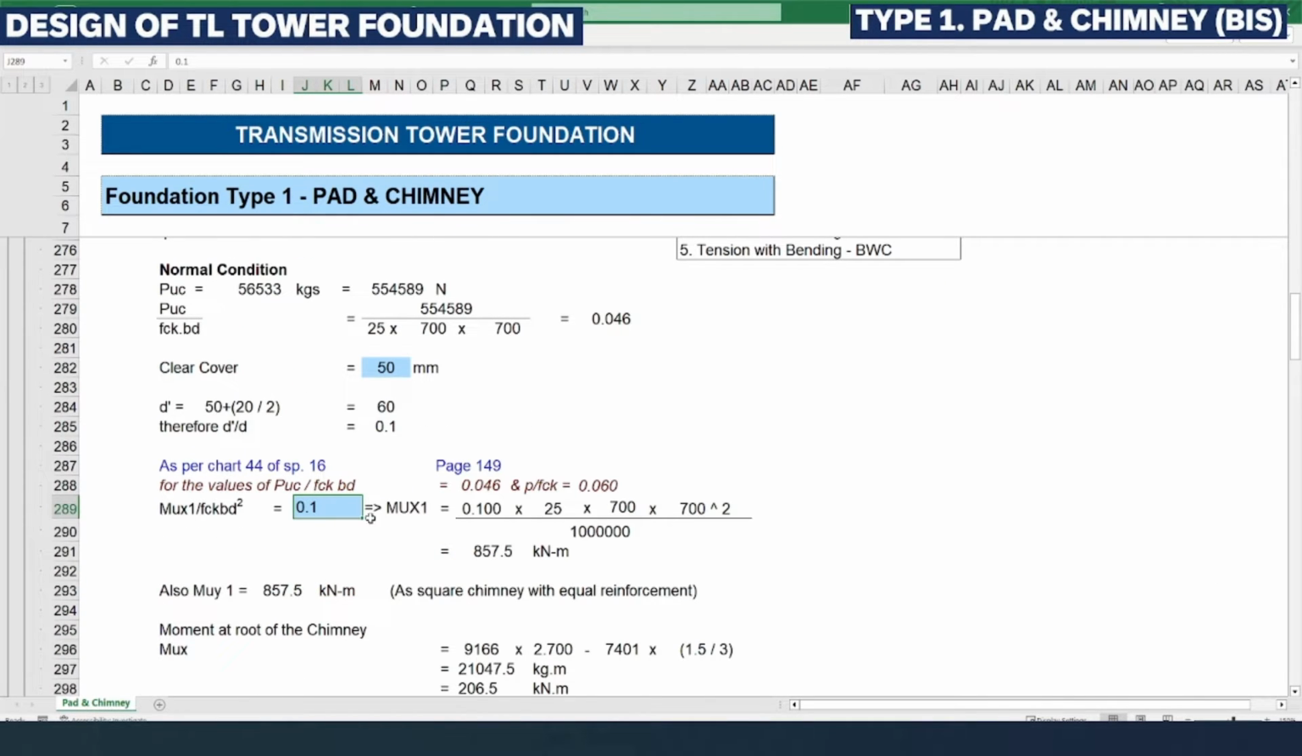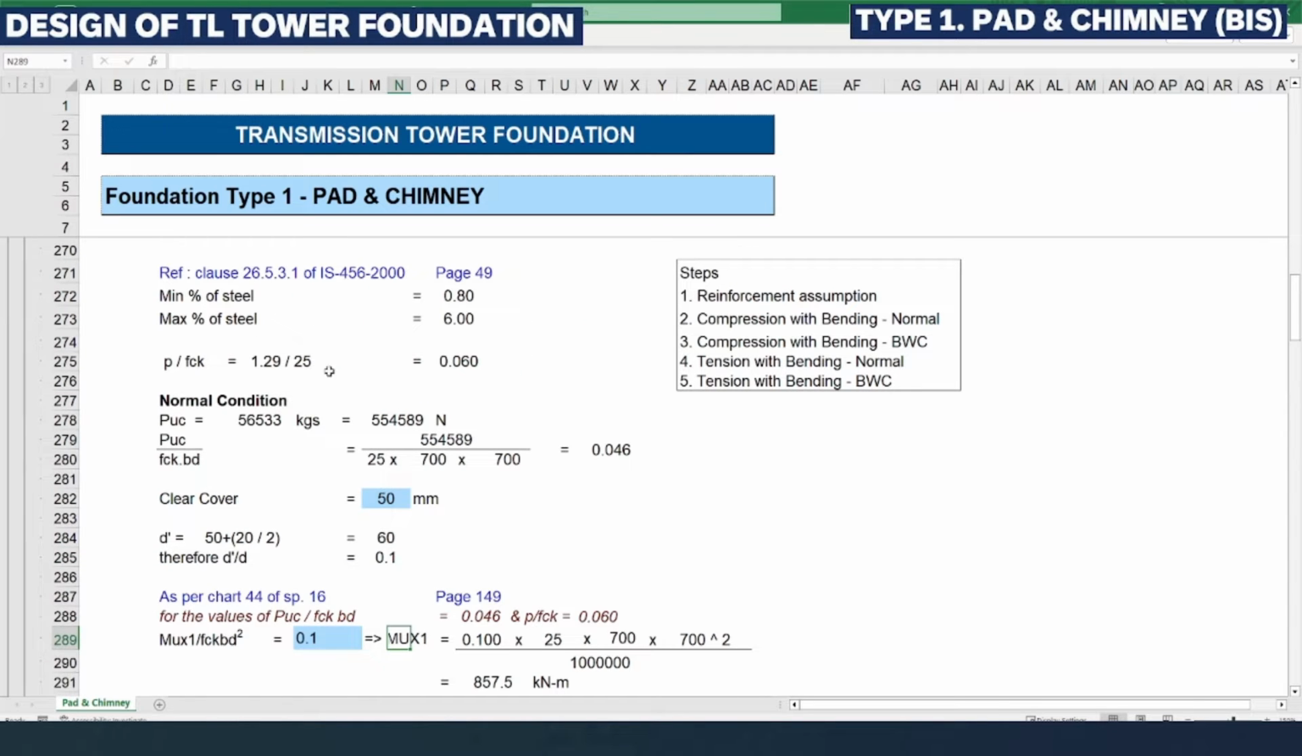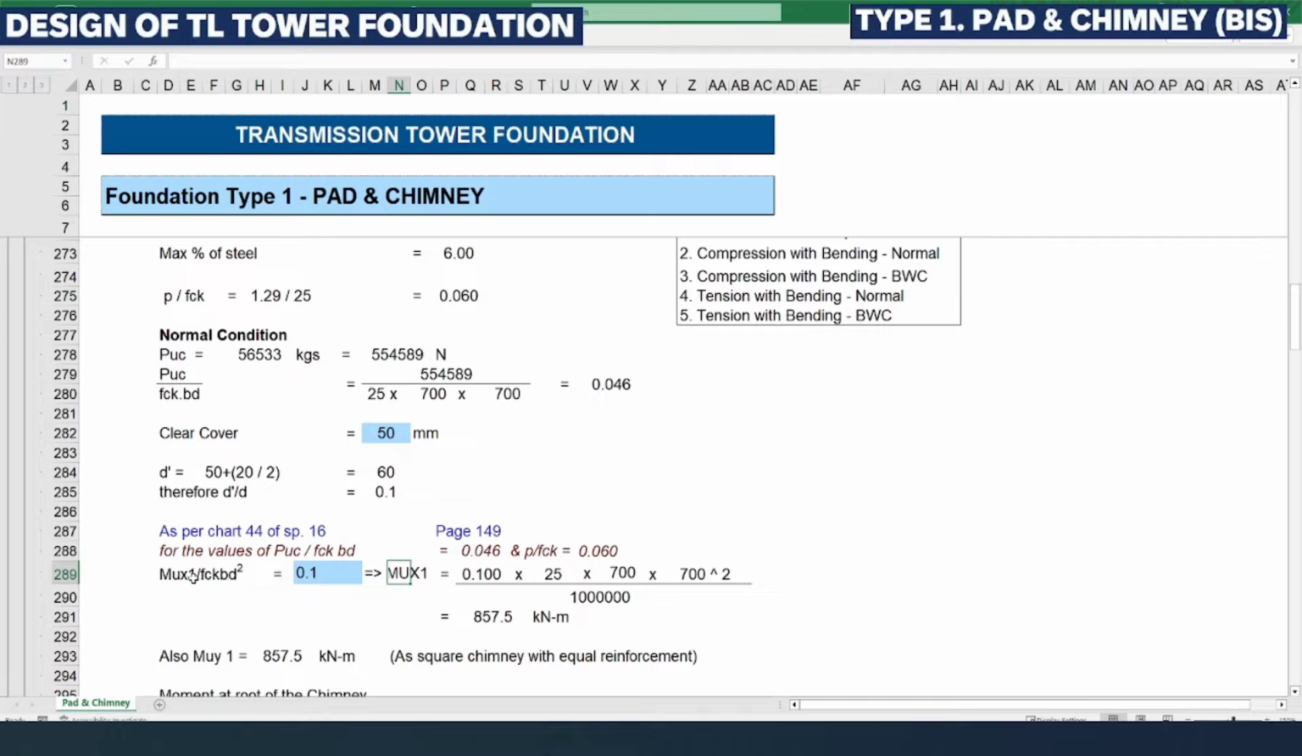And we need to find out the Mux1, that is the bending capacity of the column, by considering the reinforcement and all the parameters which we had calculated just above. So Mux1 is nothing but 0.1, which we extracted from chart 44, multiplied by fck bD square. So fck is 25 and B is 700 mm, D is 700 mm, and that square we are multiplying.